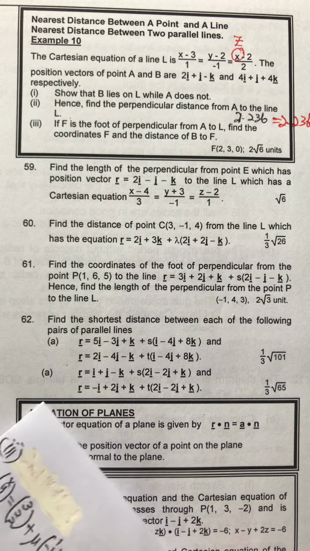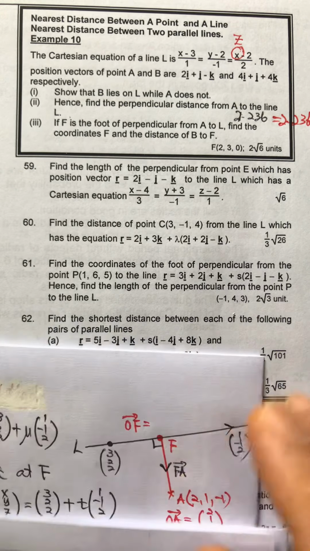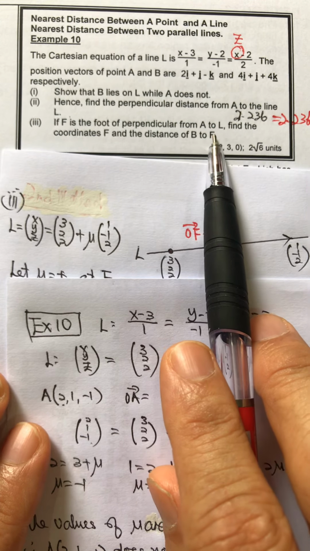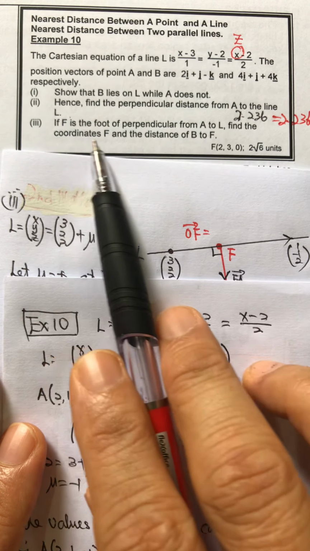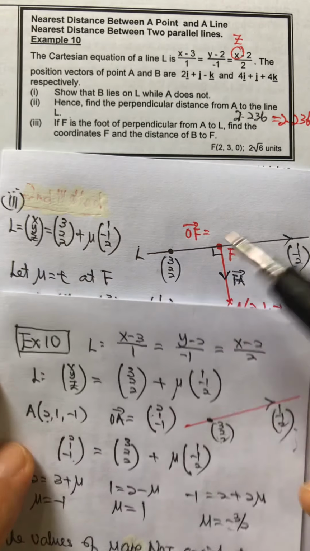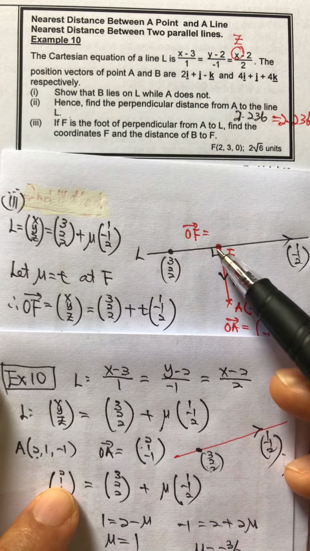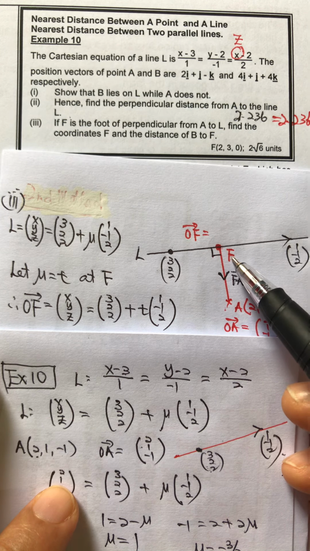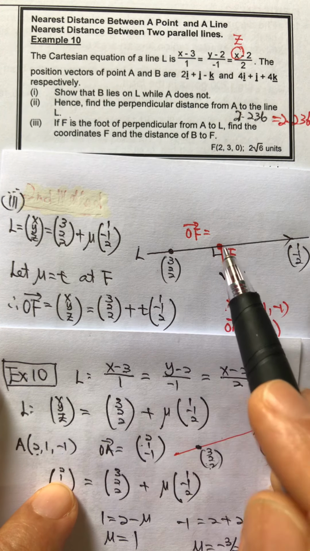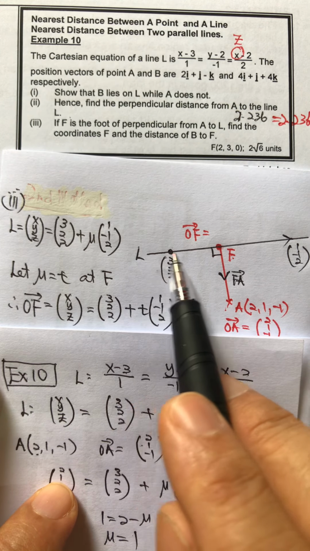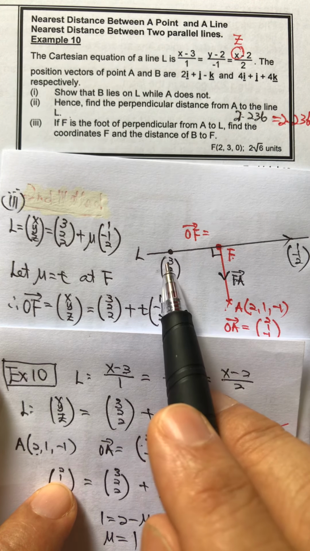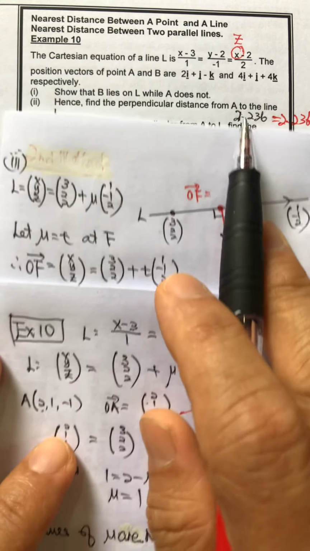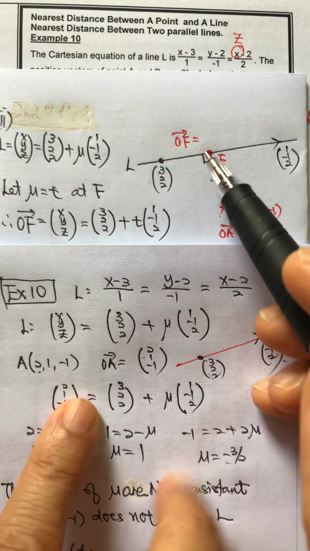Okay, then the last part. If f is the foot of the perpendicular from A to the line L, find the coordinate f and the distance of BF. So he said f is the foot of the perpendicular. This is perpendicular. So you are asked to find what is the coordinate here. Okay, so because f lies on this line, this is a starting point. So we assume now we want to find the point f. So how to find the point f?